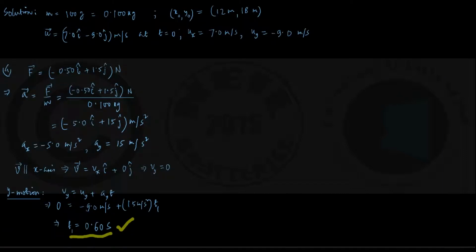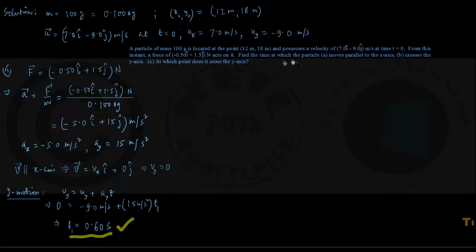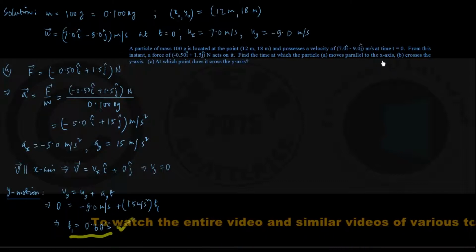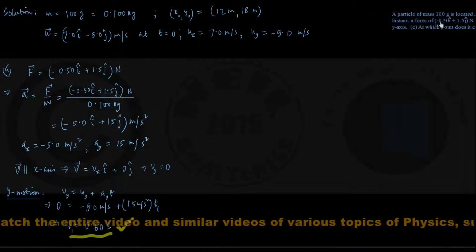So let us go for the part B of the question. We'll have a look at the question once again. They're telling us to find the time at which the particle crosses the y-axis. Now it is obvious that at the point when the particle crosses the y-axis, its x-coordinate becomes 0. So let's make use of this to do the part B of the problem on this right hand side.